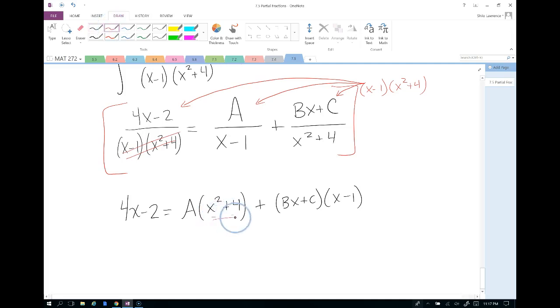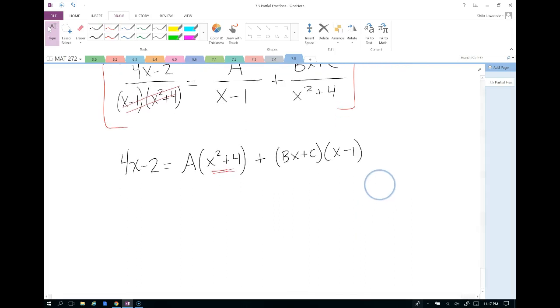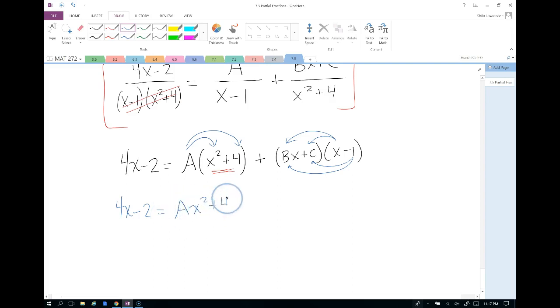Because we have an irreducible quadratic, we might just want to go ahead and get the right-hand side all FOILed out and then just match up like terms. That might be the easiest way to go here in figuring out the a, b, and c. We're not going to be able to find magic numbers for zeroing out x squared plus 4. So if we get this thing all multiplied out, we get 4x minus 2 equals ax squared plus 4a plus bx squared minus bx plus cx minus c.